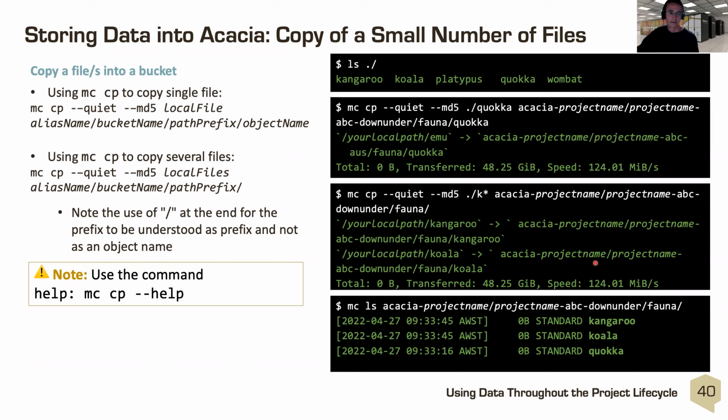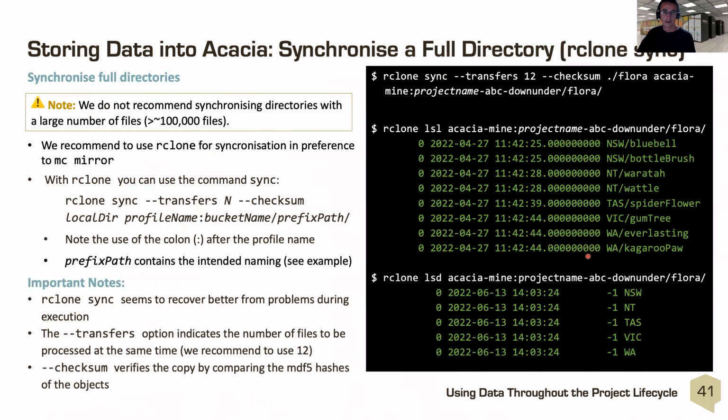Okay, so this is for copying a small amount of objects or files. For copying a full directory, what we are recommending is to use, in this case, the rclone client. MC has its own command. So it is MC mirror. You can check that in the documentation.